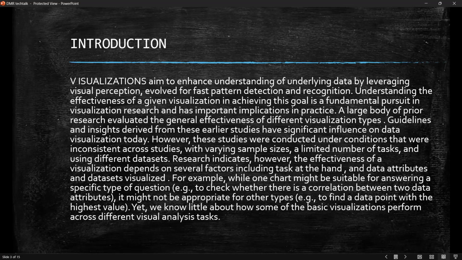Research indicates, however, that the effectiveness of a visualization depends on several factors, including the task at hand, data attributes, and datasets visualized. For example, while one chart might be suitable for answering a specific type of question, for example, to check whether there is a correlation between two data attributes, it might not be appropriate for other types, for example, to find the data item with the highest attribute value. Here, we know little about how some of the basic visualizations perform across different visual analysis tasks.